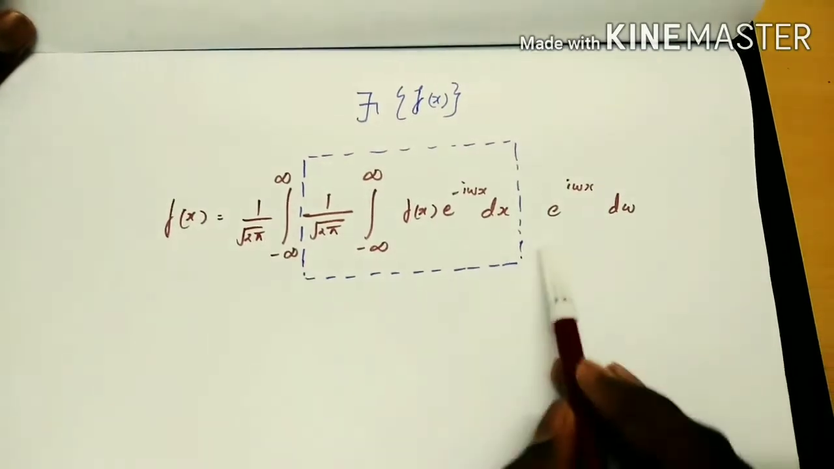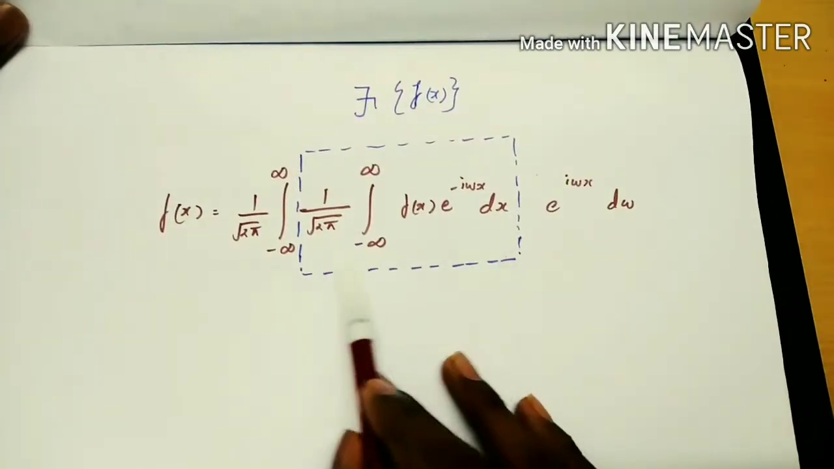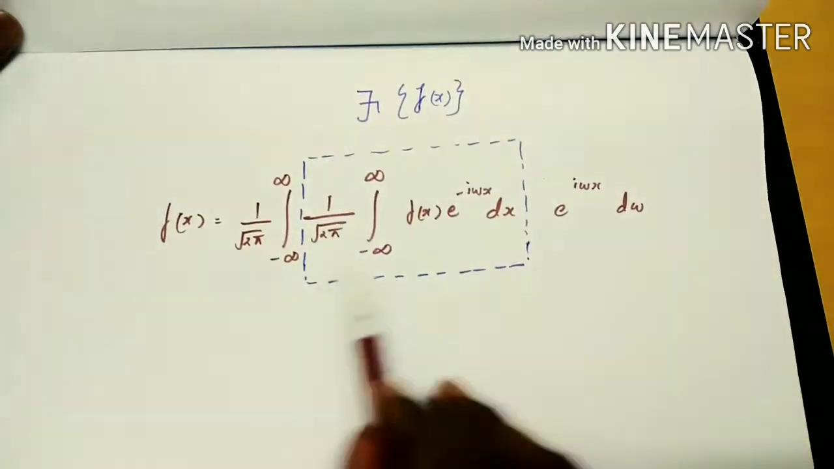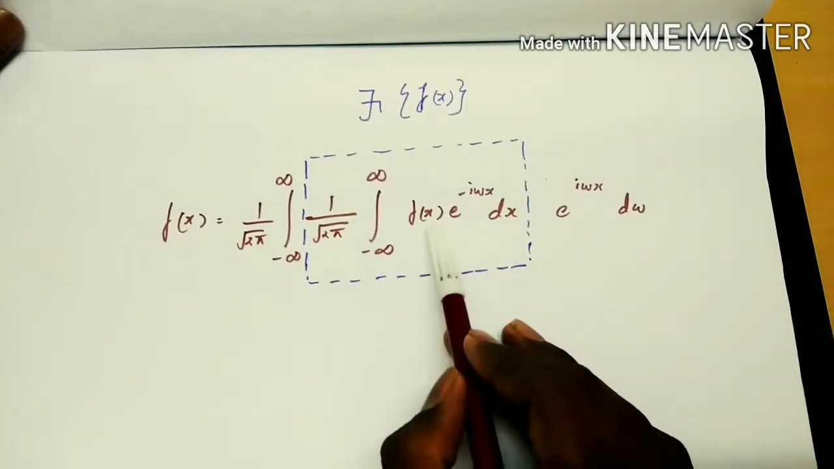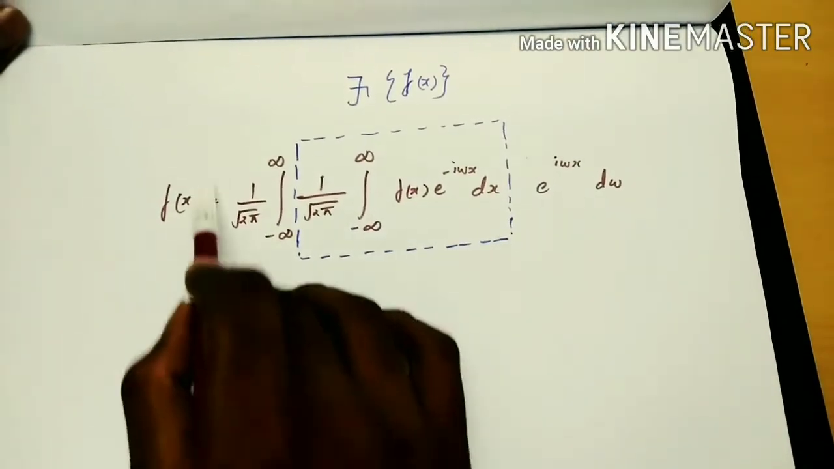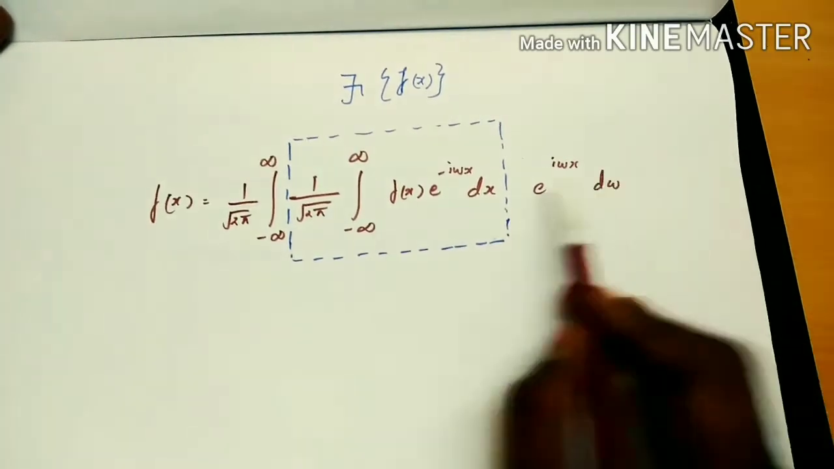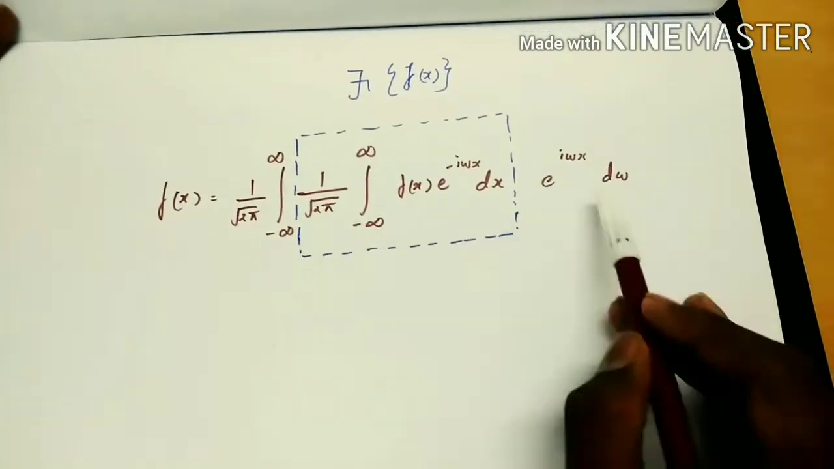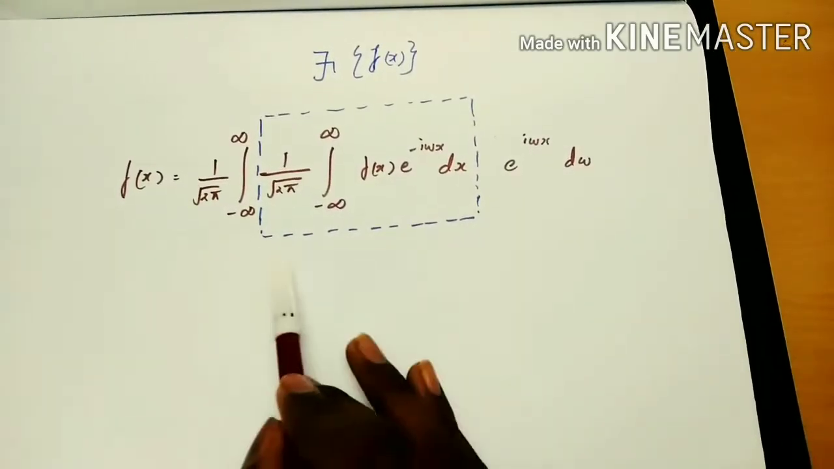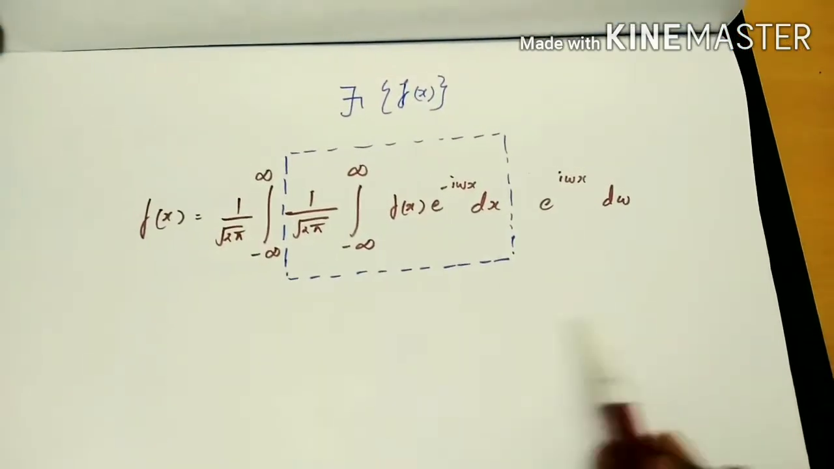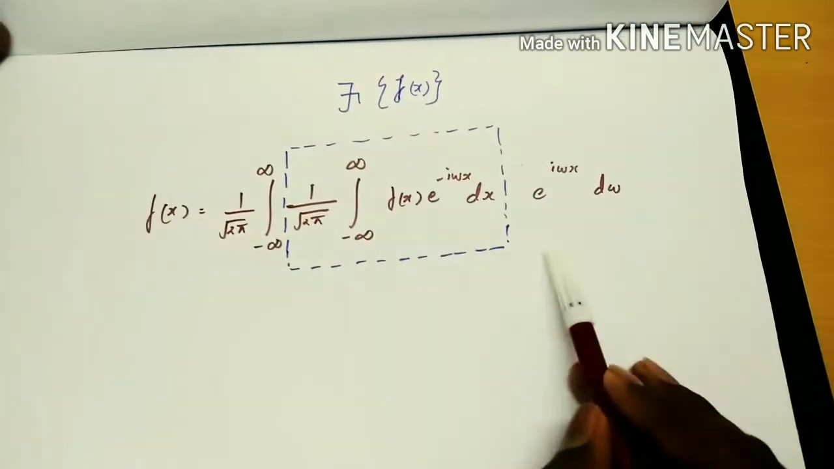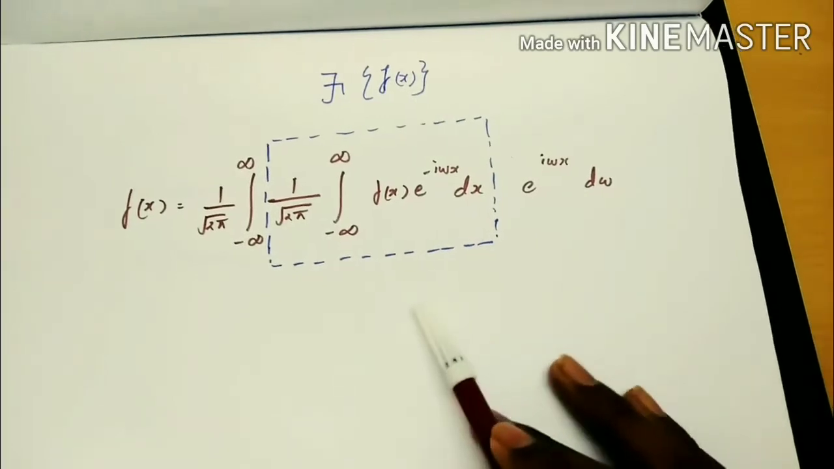Now if we look at the central part, this 1 by root 2 pi integral f of x e power minus i omega x dx, we know that this is basically what the Fourier transform of f of x is. So hence we have derived the Fourier transform from the Fourier integral representation, and the outer part here is basically the inverse Fourier transformation. So it's the inverse Fourier transformation of the Fourier transform of f of x. Since the Fourier transform and inverse Fourier transform cancel each other, we get f of x. Hence the Fourier transform has been derived.